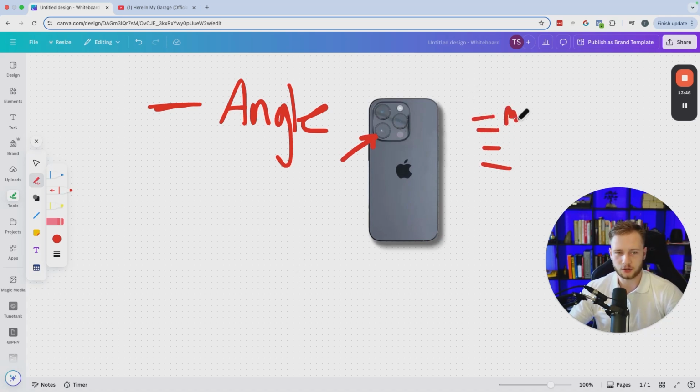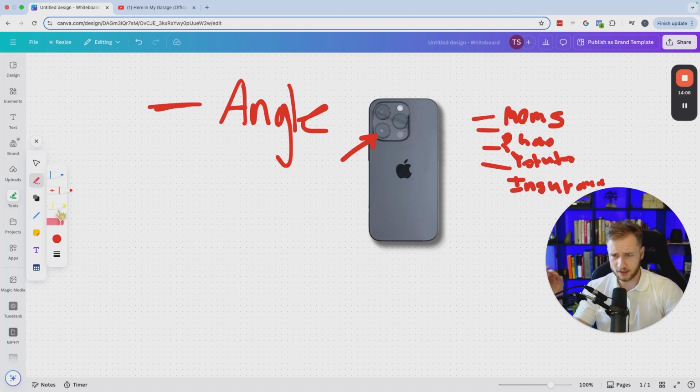I could sell it to new moms who want to take photos of their babies. I could sell it to photographers. I could sell it to YouTubers who are going to film videos. I could sell it to insurance agents who want to film their own video ads. There are all different ways that I could position and sell this iPhone, and that's just on the camera.